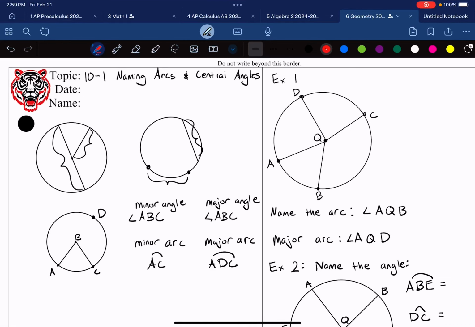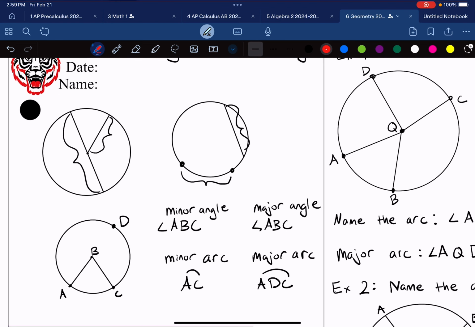This is Geometry Notes 10-1 for naming arcs and central angles. Let's start with some vocabulary. So if you are dealing with a circle, you probably remember the name of this piece right here. It's known as the diameter. Let's go ahead and write that down. This piece right here is the diameter.